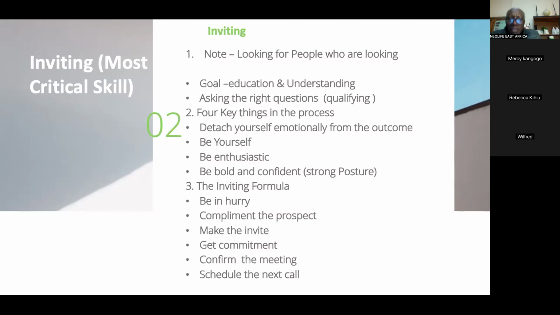Two, be yourself. Don't act different from whoever you are normally. Number three, be enthusiastic. Enthusiasm simply means you transfer the excitement that you have to a prospect. And number four, be bold and confident. That simply means have a very strong posture. When you approach people with a confident posture, people are likely to take you seriously. If you approach people as if you're begging them, people actually get repelled.